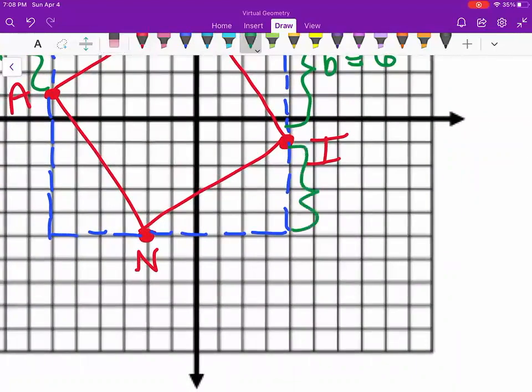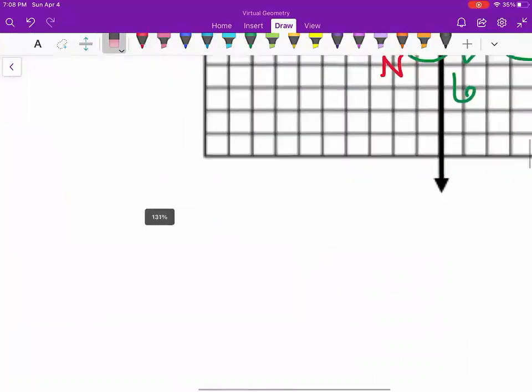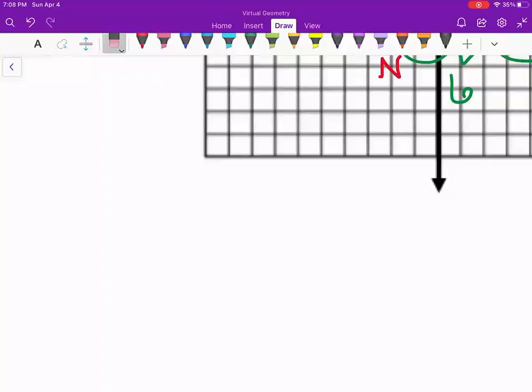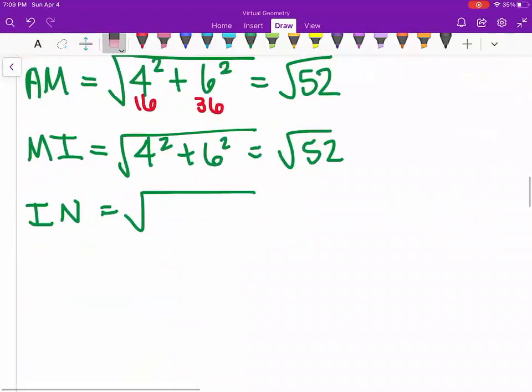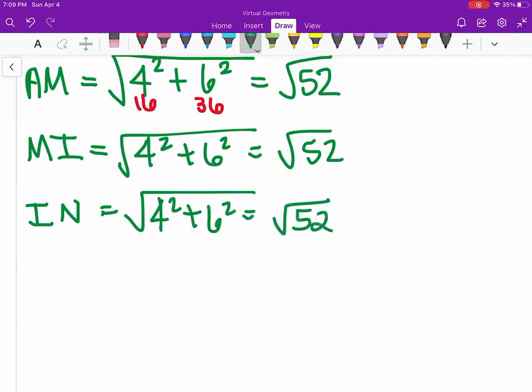All right, so we've got a 4 and a 6. Same two numbers. Same 4 and same 6. So 4 squared plus 6 squared, square root 52. And we'll do our last side in A.